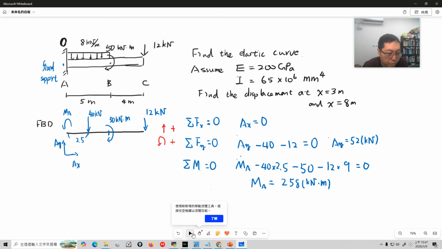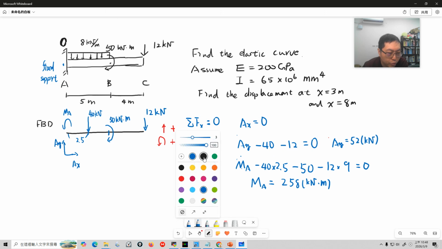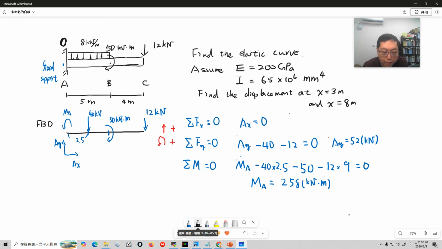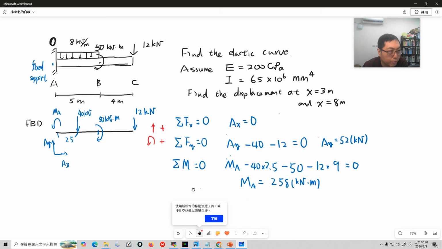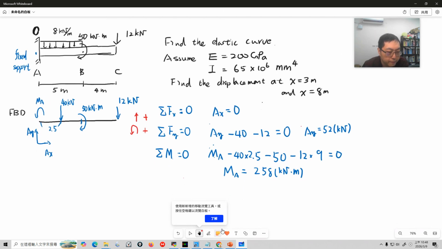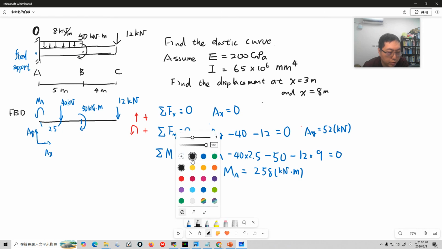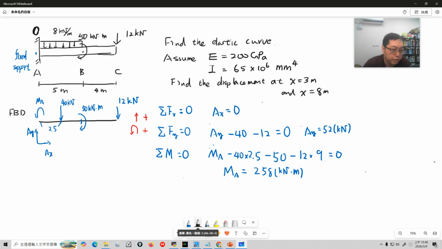So the next step, we have to write down w(x). Let me write down the loading function. The loading function, you have to start from the origin.